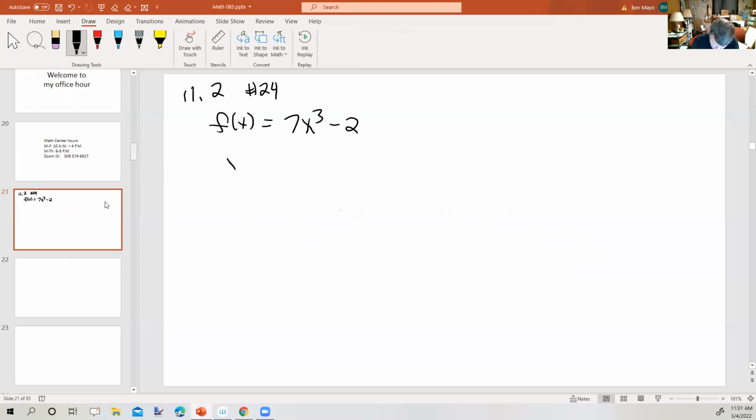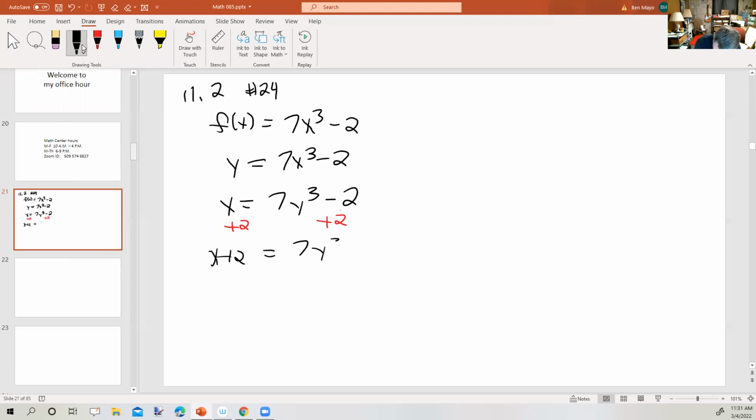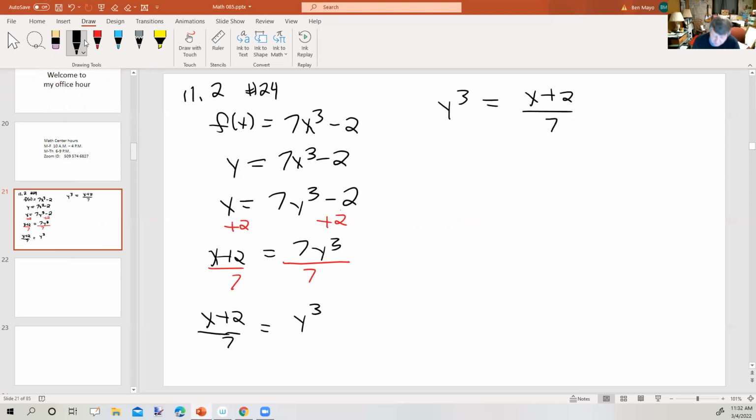So step number one, replace f of x with y. Step number two, interchange x and y. Step number three, solve for y. Let's see, I'm going to add 2 to both sides. So that's going to give me x plus 2 equals 7y cubed. Then I'm going to divide both sides by 7. So I get x plus 2 over 7 equals y cubed, which I'm going to rewrite as y cubed equals x plus 2 over 7.